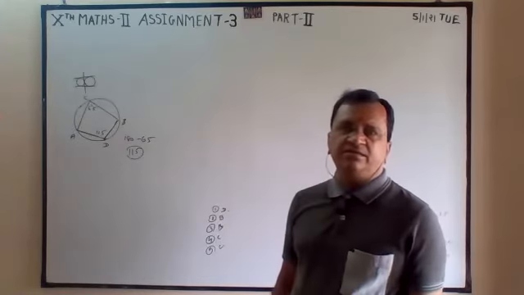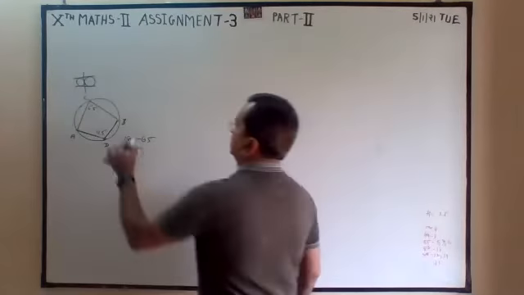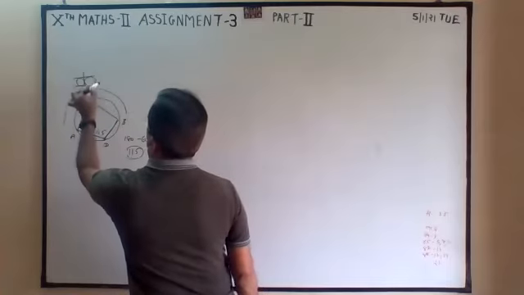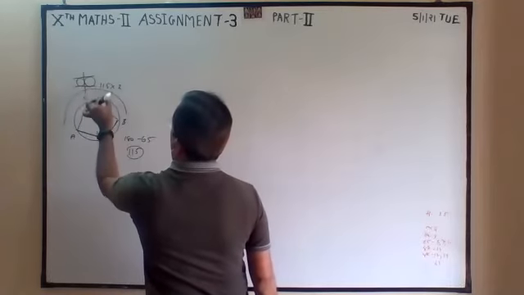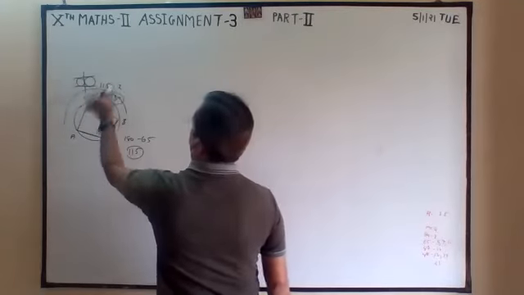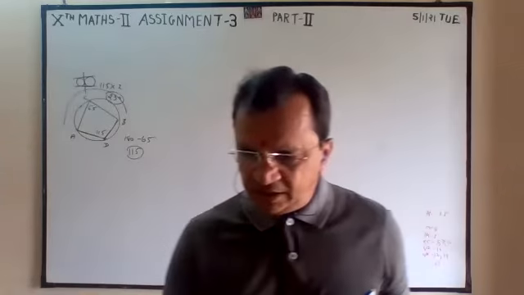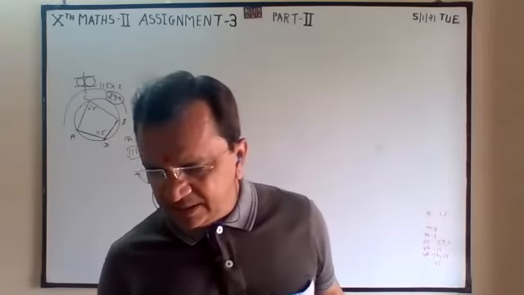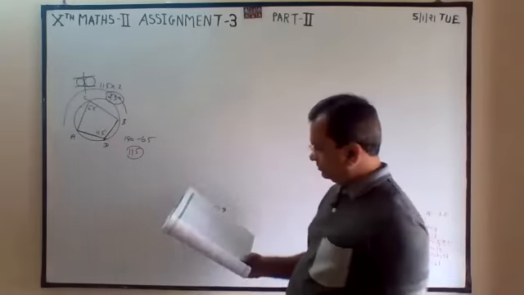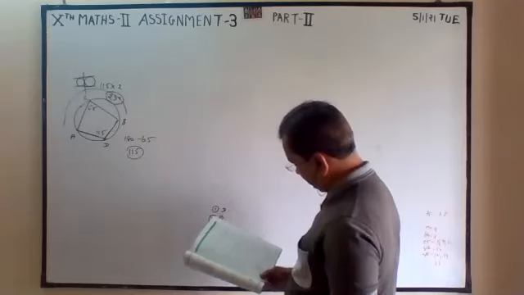Inscribed angle is half of the arc. So this will be 115 into 2, so 230. We want major arc ACB. So 230, that is D option.